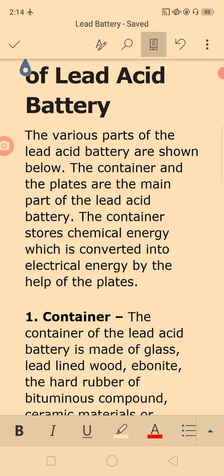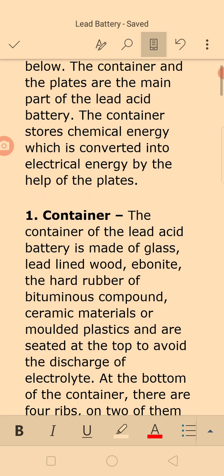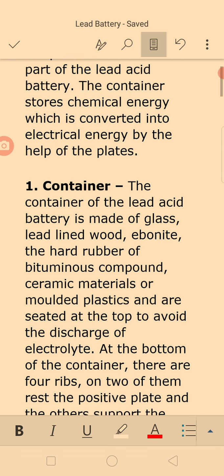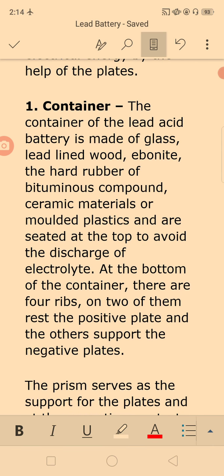Number 1, the major part, its container. The container of the lead acid battery is made of glass, lead lined wood, ebonite, the hard rubber of bituminous compound, ceramic material, or molded plastic, and they are sealed at the top to avoid the discharge of the electrolyte.